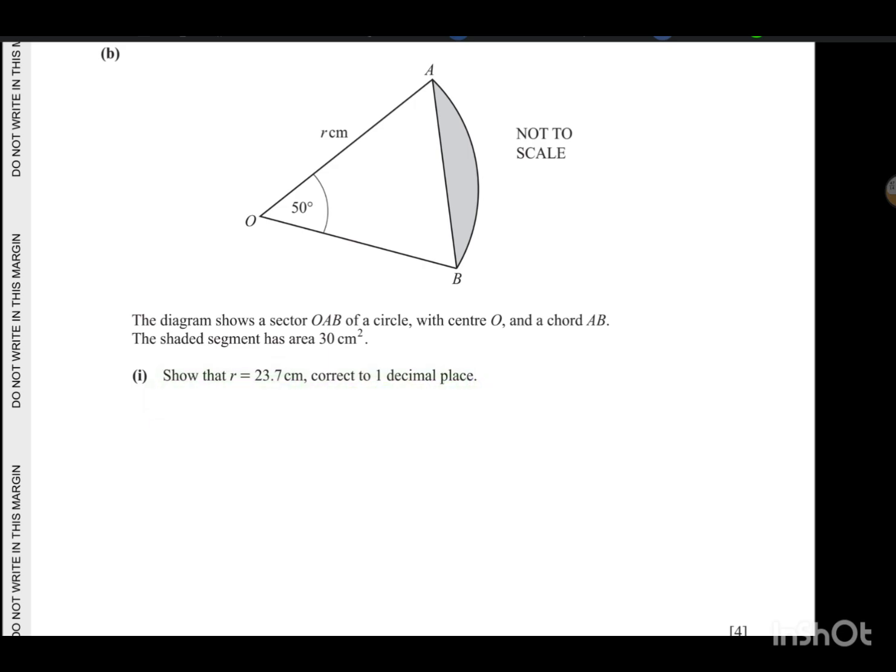So we need to find the radius R value here using the area given for the shaded region. So the shaded region is equal to the area of the sector minus the area of the triangle.